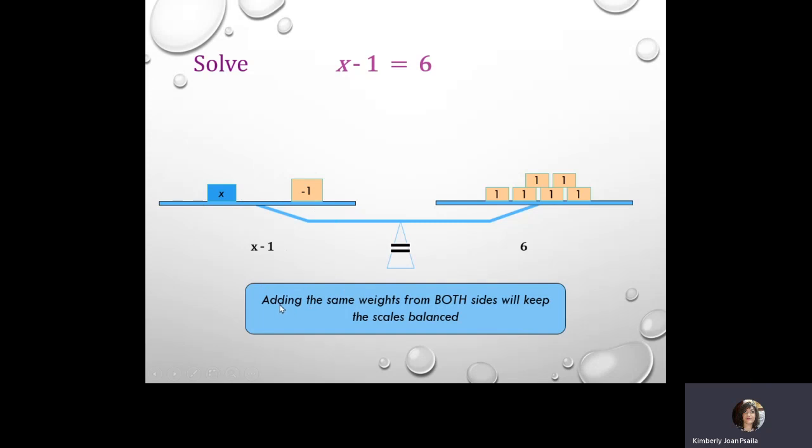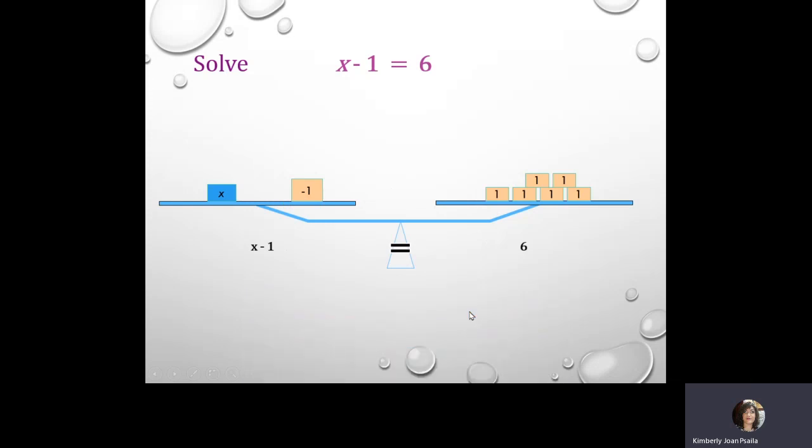So first, he is telling us that adding the same weights to both sides will keep the scales balanced. So what do we have to do? In order to cancel out this minus 1, to bring this minus 1 to 0, we have to add a positive 1. However, we also need to add a positive 1 to this side. Keep the equation balanced. So what are we left with?